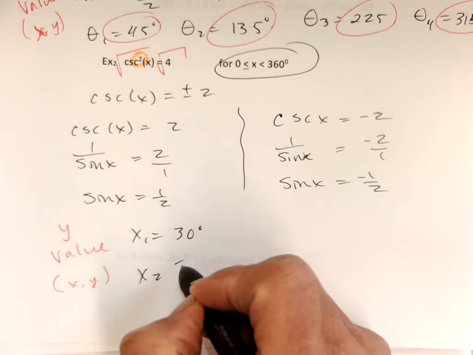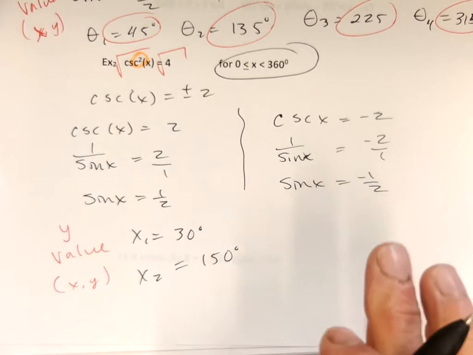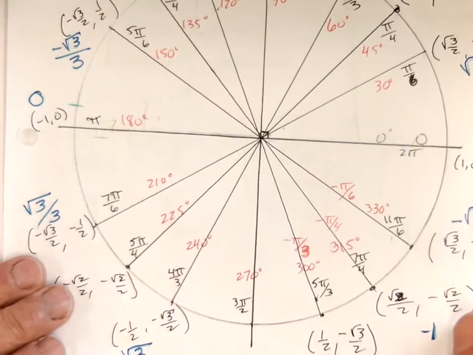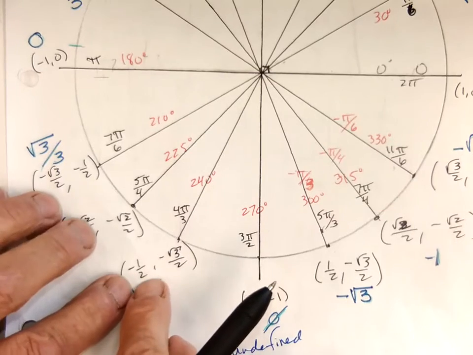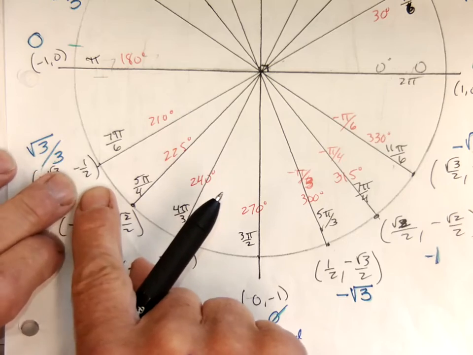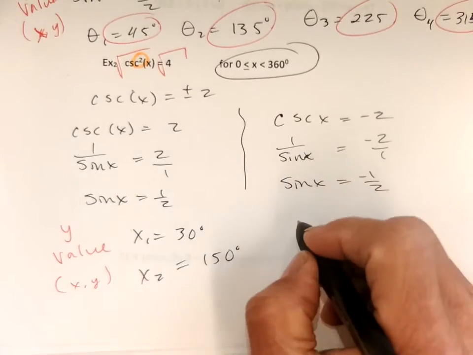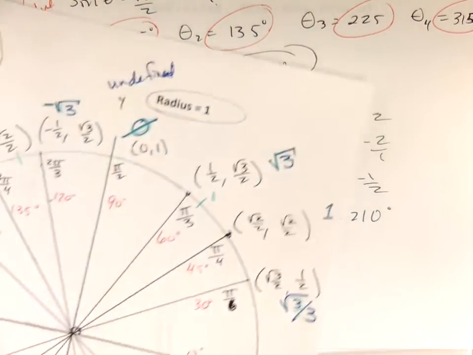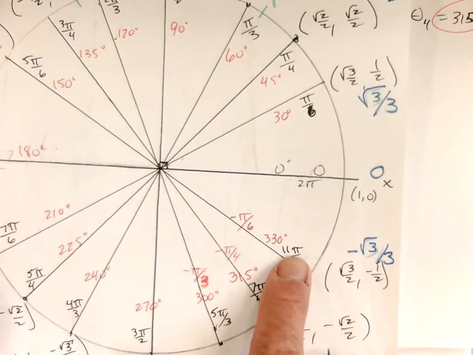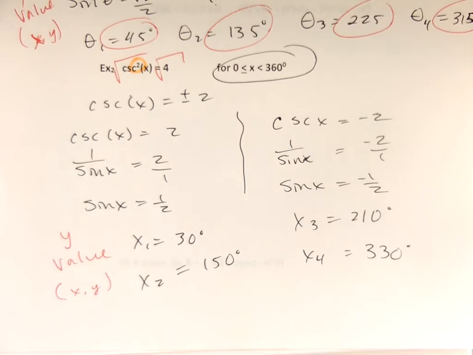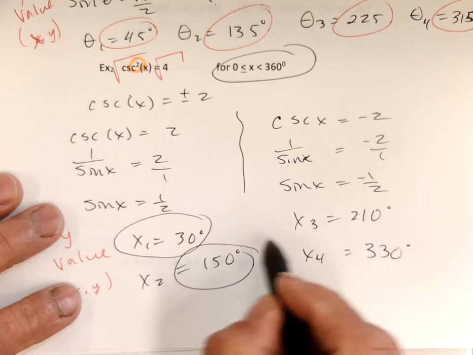So 150 degrees, right? So x2 is 150 degrees. Sine of negative 1/2, I think that's on the unit circle also. One answer is here at 240 degrees. Oh, no, but I'm wrong. Y value, not x value. Oh, 210 degrees. So x3 is 210 degrees. And x4, I think, is right here at 330 degrees. Okay, all 4 answers. 1, 2, 3, 4.